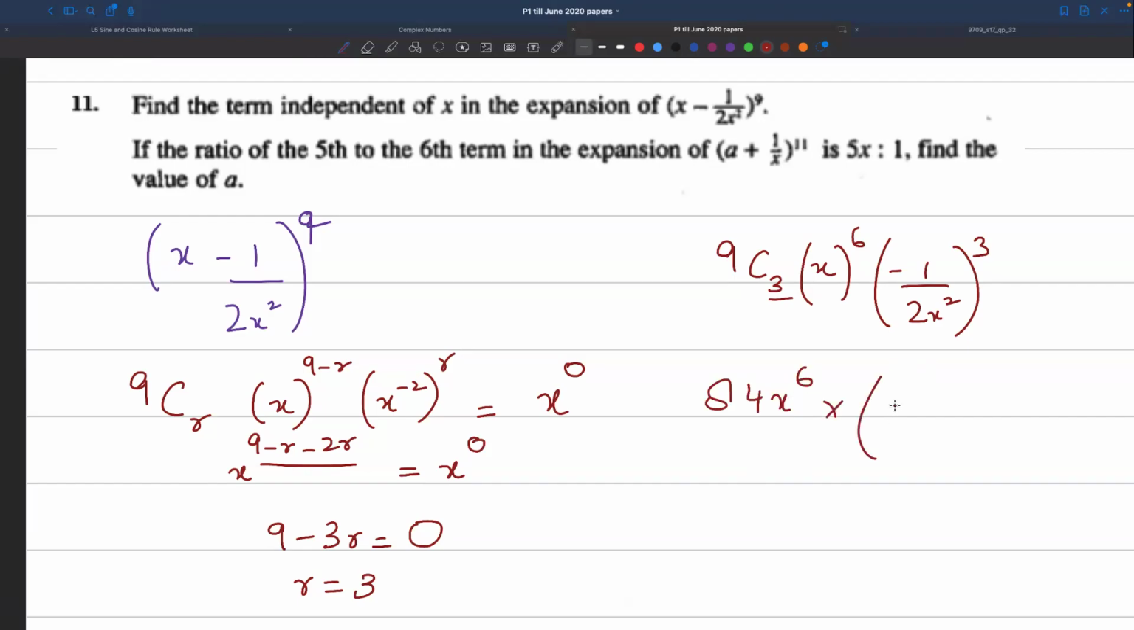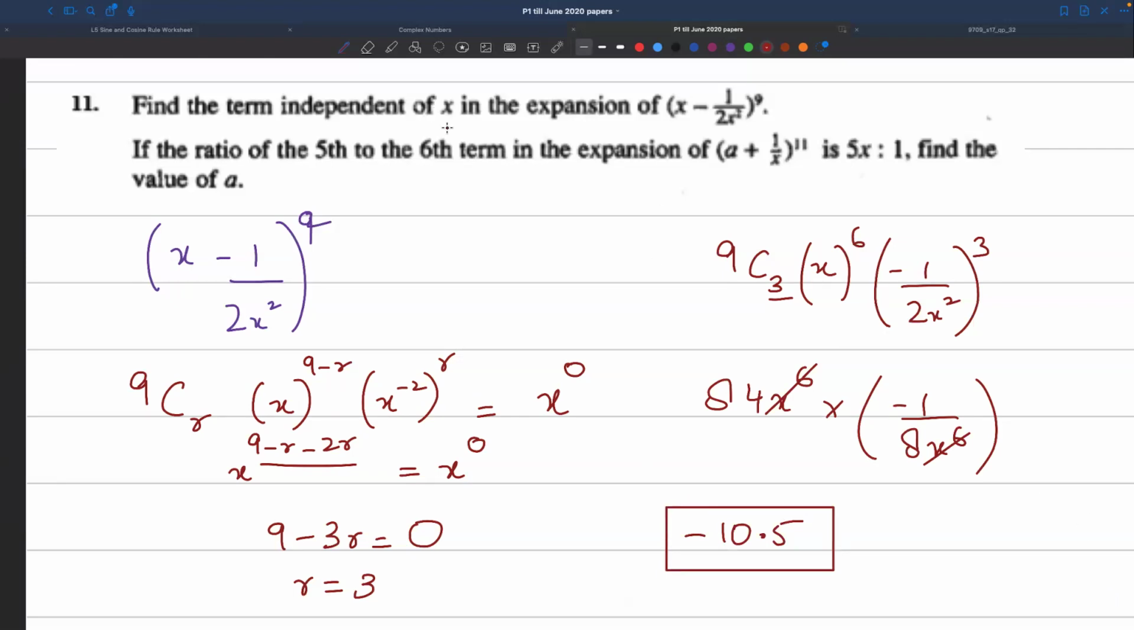x6, and this will be minus 1 upon 8 x6, है ना? So I can easily see x6 and x6 are cancelling. 84 upon 8, that is 10 whole 1 upon 2 or minus 10.5, whatever you want to say, write this as, doesn't matter, but this will be the coefficient.